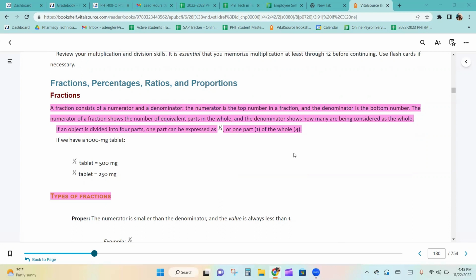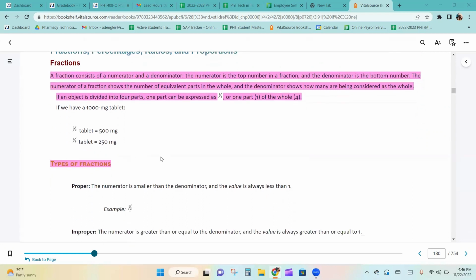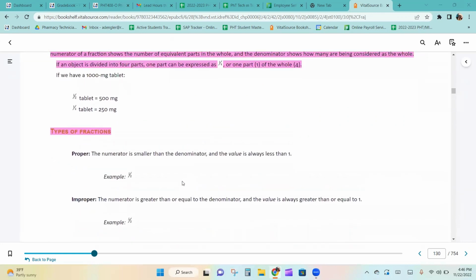So if we have a 1,000 milligram tablet, we split that in half. A half a tablet is 500 milligrams, and 1/4 of a tablet is 250 milligrams. So 1/4 of that is 250. So 250 times 4 is 1,000, and 500 times 2 is 1,000. We'll go over those. We'll go over fractions more in just a second.